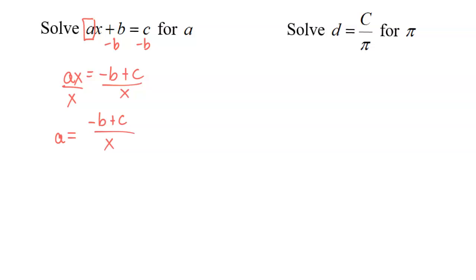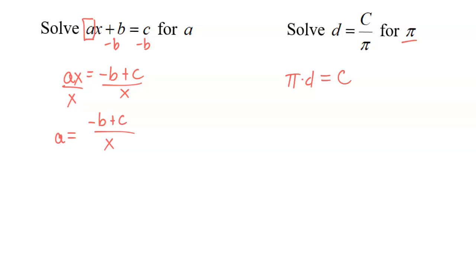And what's the inverse operation of division? It's multiplication. And so I'm going to multiply this entire equation by pi, and that's going to give me pi multiplied by d is equal to, and when I multiply this right-hand side by pi, pi is going to cancel, and I'm just going to be left with c.